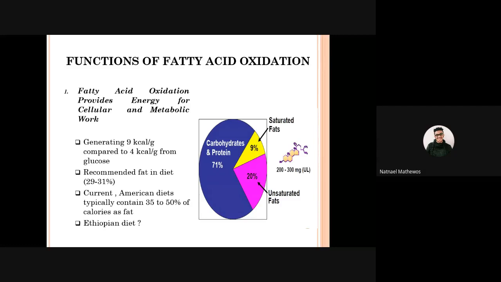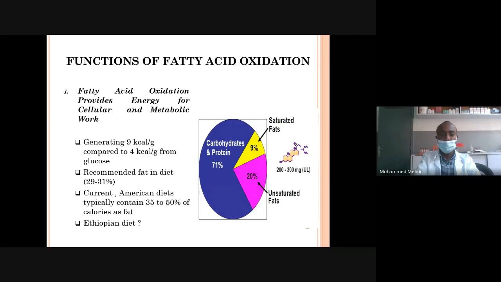The daily recommended allowance for fat in our diet is between 29 and 31%. This is for the American standard dietary food intake. For Ethiopians, it is still not known, or it is not studied. Based on this American recommended daily allowance, it is recommended to take in 29 to 31% of fats in our food. For Ethiopians, it is not studied, or it is not calculated.